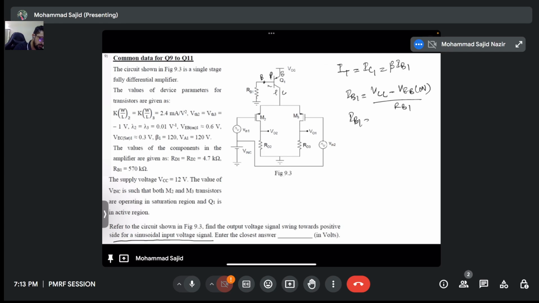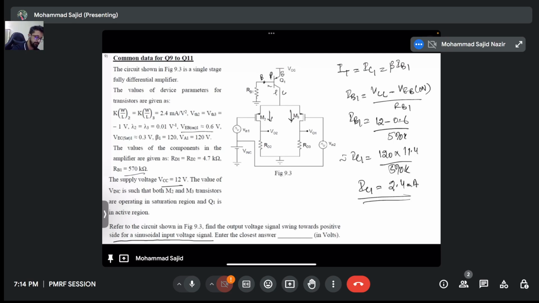and the total resistance is RB1, and this IB1 can be given by VCC is 12 volt minus VEB on is 0.6. So the RB1 is 570K, and therefore IC1 is beta times this value, which is 120 multiplied by 11.4 divided by 570K, and it comes out to be 2.4 milliampere.